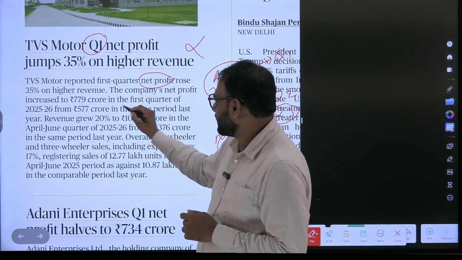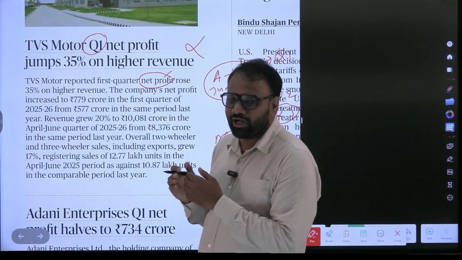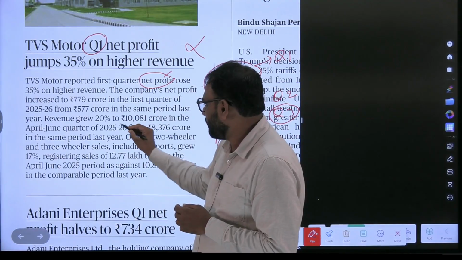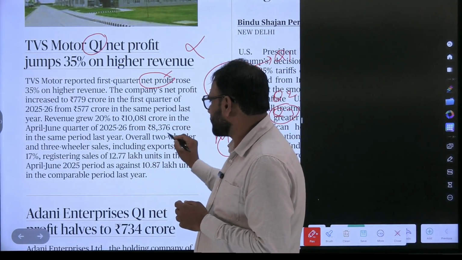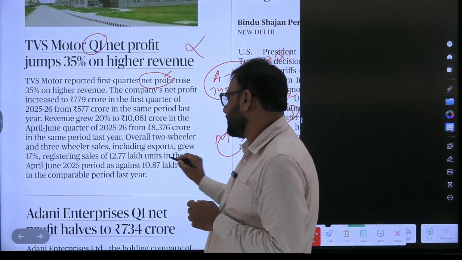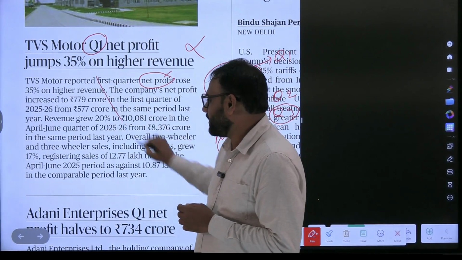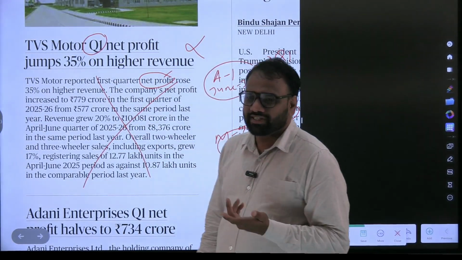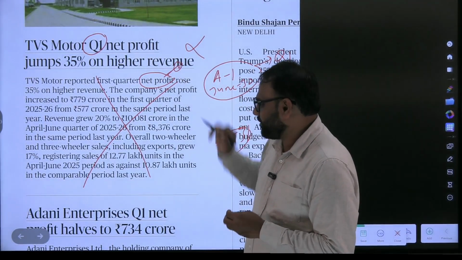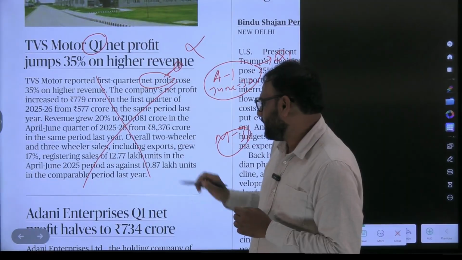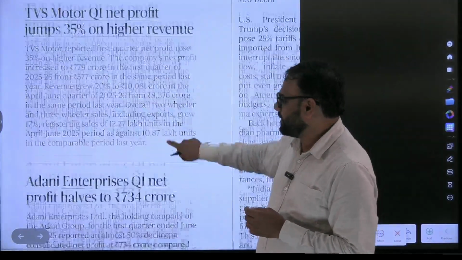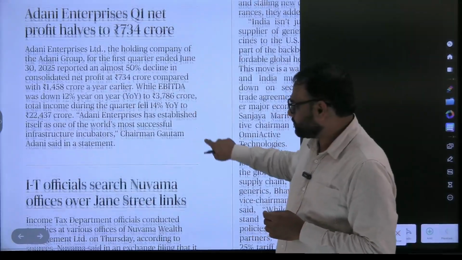The company net profit increased. So net profit means after removing all the expenses. That's called net profit. First quarter in the same period, revenue grew in April, June from 367. Overall 2-wheeler and 3-wheeler sales including exports grew, registering units in the period as against. Okay, complete information is not important. Not even a single line is here. Understanding is there. So we should understand what is net profit. Next, exports. Okay, not important. Just leave it. So this content does not have any information from the exam point of view.